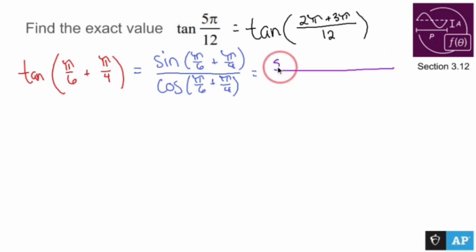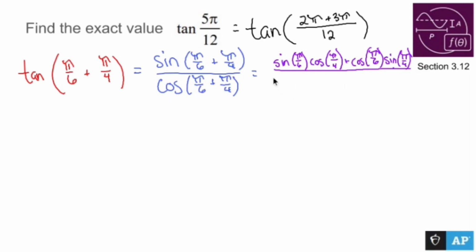So sine of the first, cos of the second, plus cos of the first, sine of the second. Barely squeezed that in there. Cosine, if you're adding them, is going to be cos cos minus sine sine.